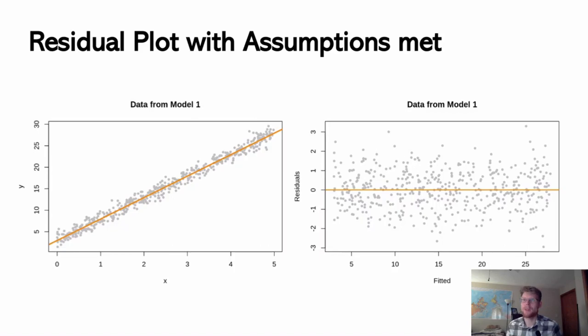So here's an example of data that's very linear. The variance looks very constant, and I can see that reflected in the residual plot. My residuals have a constant variance and appear to be pretty normally distributed about that best fit line.